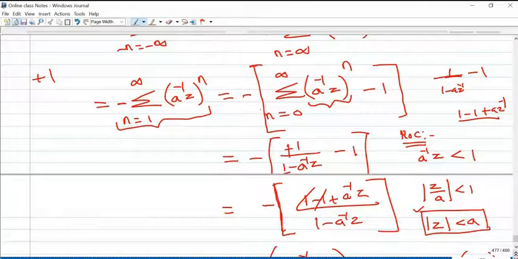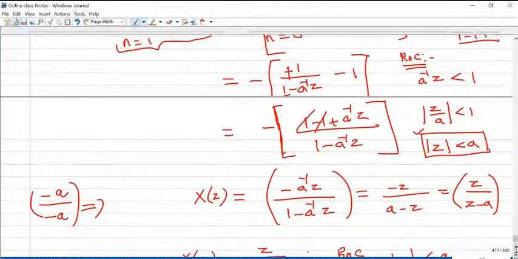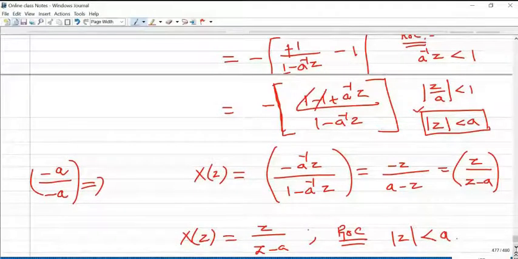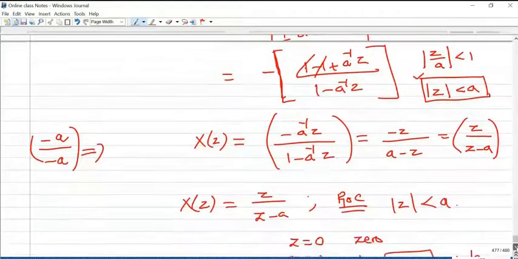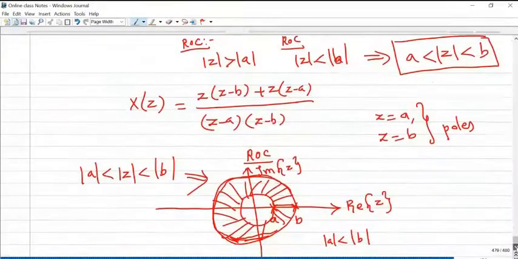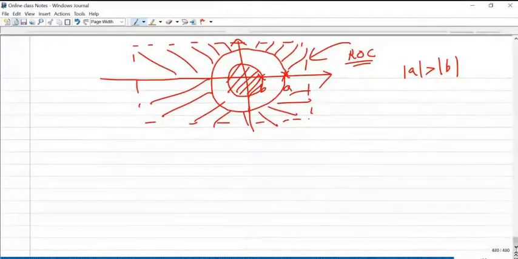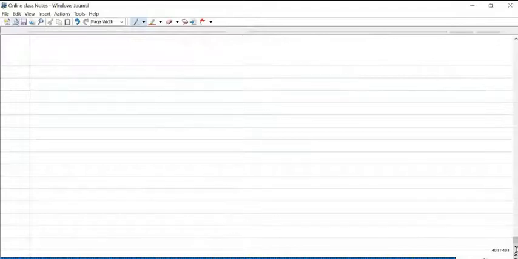Okay. In Laplace, you have to check for what range of values you will get a finite value. But in Z transform, finding ROC is very simple. So we solve two basic formulas, a power n u of n and minus b power n u of minus n minus 1. How to represent the region of convergence? Okay. Then many small problems are there.